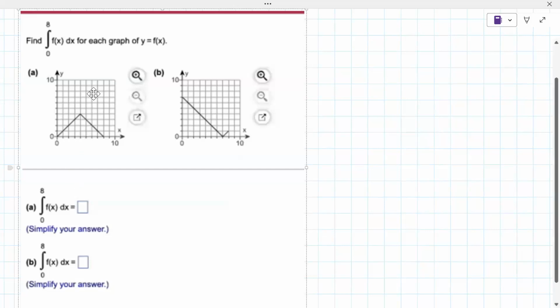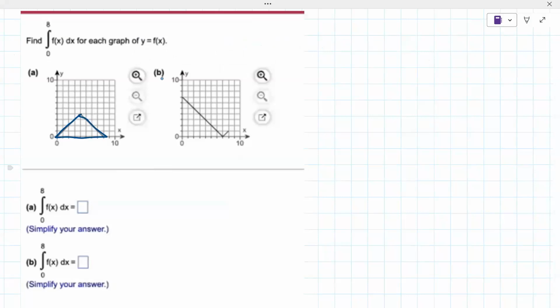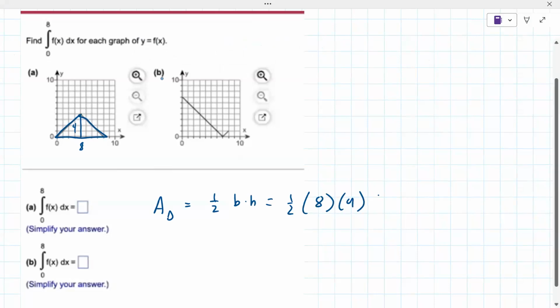So the first one here, for part A, you're actually just finding the area of this triangle. That's what this integral symbol means, this big S. It's an area of a triangle. The area of a triangle is 1/2 base times height. Looks like the base there is 8 and the height is 4. Does that look right to you? So that is 16. So that is the answer to number one.